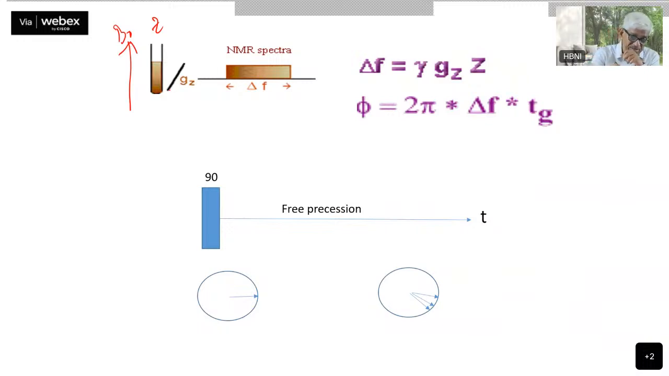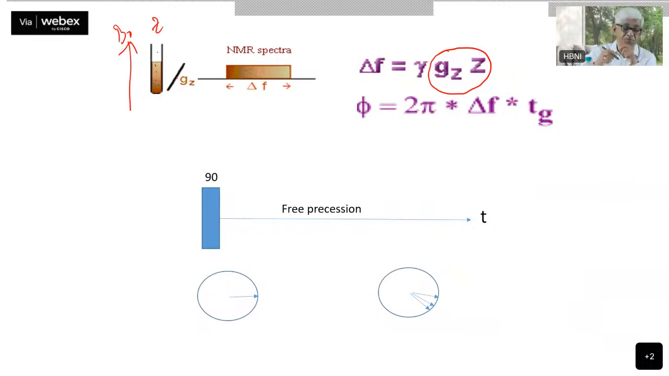So if I want to get the value here, I should multiply Gz into z. That is the extra field which is applied by this field gradient. It varies from point to point along the sample, here, here, here, and it goes from 0 to whatever you choose.